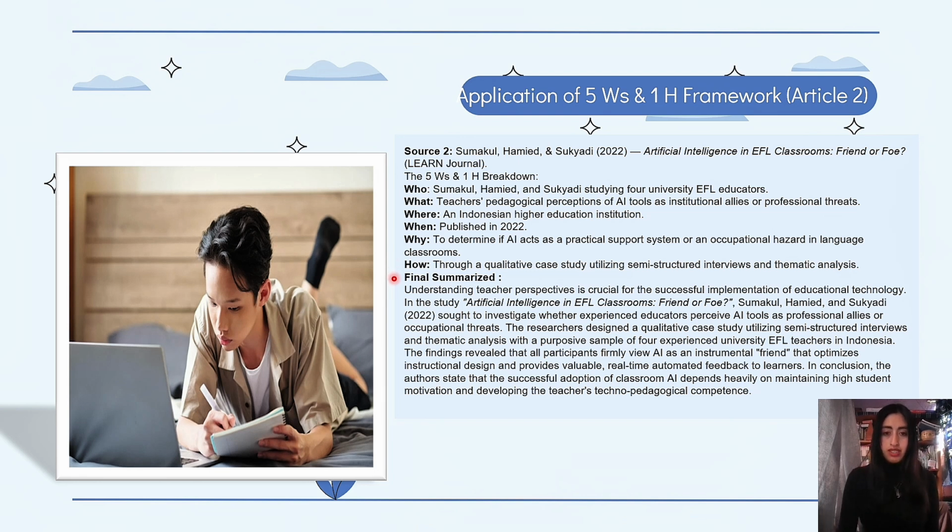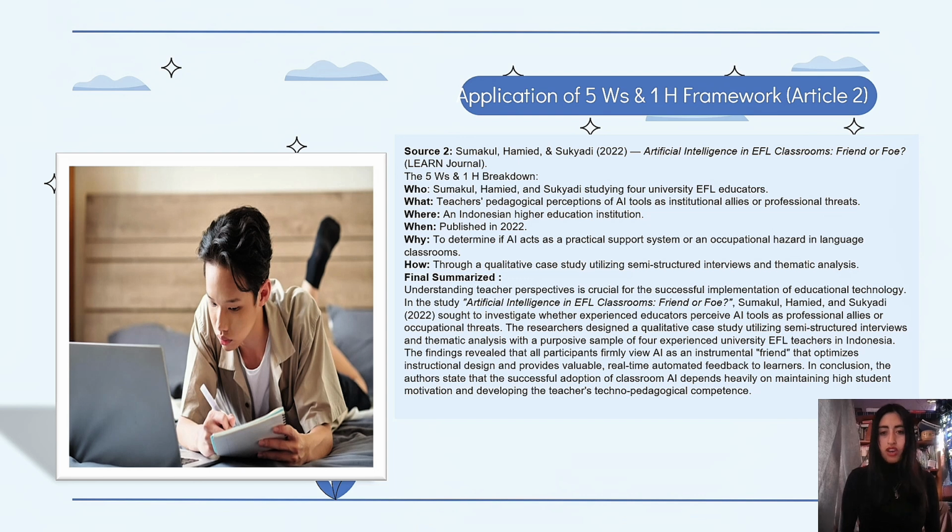The final summary is this. Understanding teachers' perspectives is crucial for the successful implementation of educational technology. In the study "Artificial Intelligence in Classrooms," Sumarni and Suryadi 2022 sought to investigate whether experienced educators perceive AI tools as professional allies or occupational threats. The research designed a qualitative case study utilizing semi-structured interviews and thematic analysis with a purposive sample of 4 experienced university EFL teachers in Indonesia.